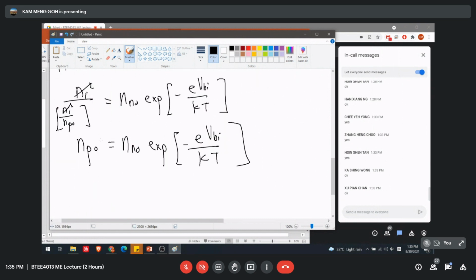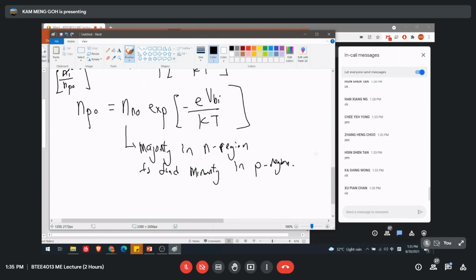Okay, at this point, can you understand? In this case, we are using the majority in N region to find the minority in P region. Okay, at this point, can you understand? This part okay?